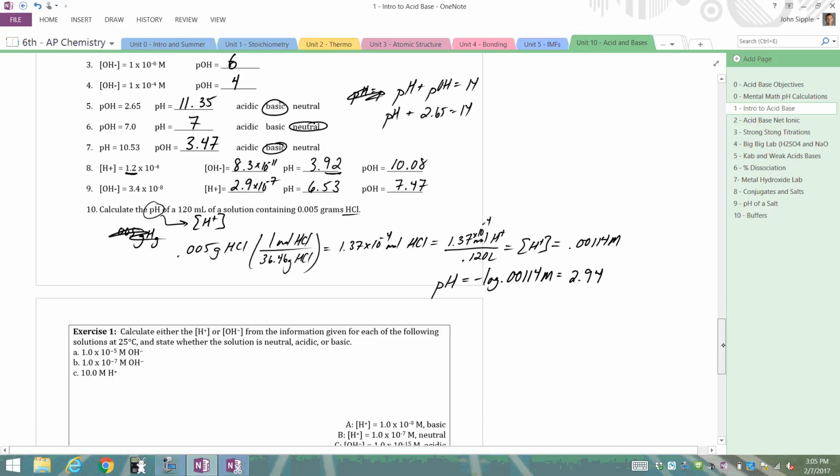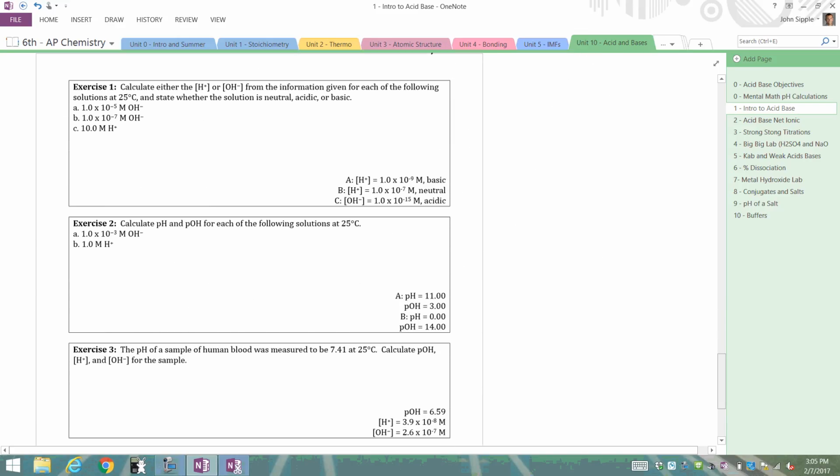Okay. Then on the flip side here, we have some practice problems. Basically, same sort of thing, just giving concentration of H plus or OH minus, and you solve for the other and identify whether they're acidic, basic, etc. So I'll do one example of each one. For A here, let's solve for the pH first. That's equal to minus the log of 1 times 10 to the minus 5. If we take minus the log of that, that's going to be 5.